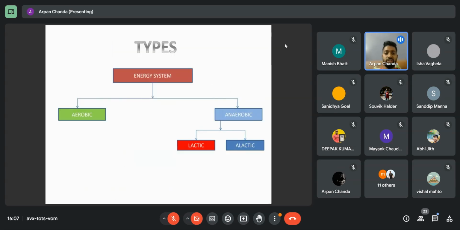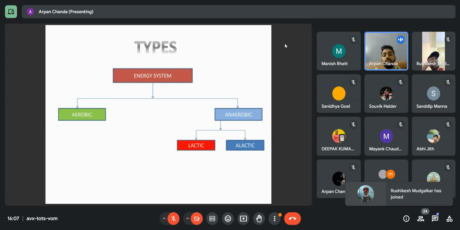So the energy system is divided into two parts. Number one, the aerobic, and number two, the anaerobic. Now again, that anaerobic part is divided into two more: lactic and alactic. Now what is aerobic energy? The aerobic energy simply defines the energy which includes the availability of oxygen, in presence of oxygen. That is called aerobic, and anaerobic is where oxygen is not used.